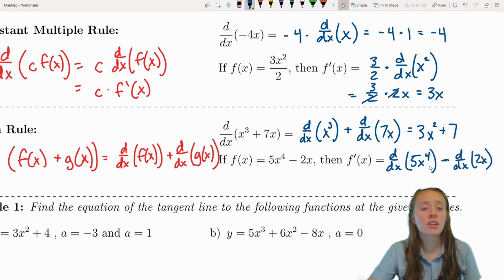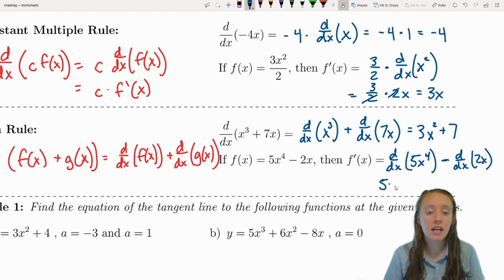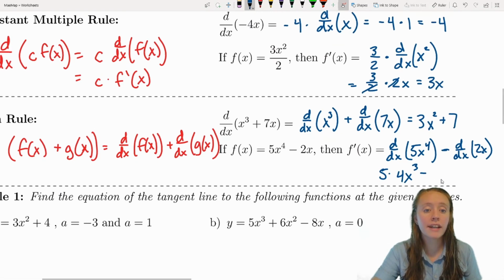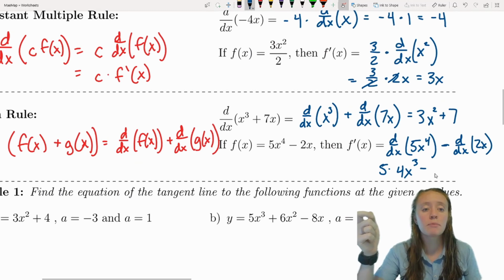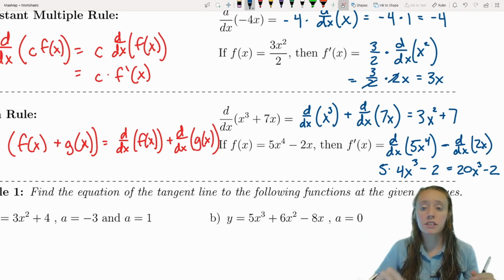The derivative of 5x to the 4th, this is a mix of the power rule and the constant multiple rule. We have that 5 out in front, so we'll do 5 times then that power rule, 4x to the 4 minus 1, which is 4x cubed. And then we'll subtract the derivative of 2x. Constant multiple rule, bringing that 2 out in front and multiplying it by the derivative of x is just going to give us 2 times 1, which is 2. Simplifying this, we can combine our 5 and our 4, because 5 times 4 gives us 20, so we have 20x cubed minus 2. And that's the derivative for that last part in our example for the sum rule.